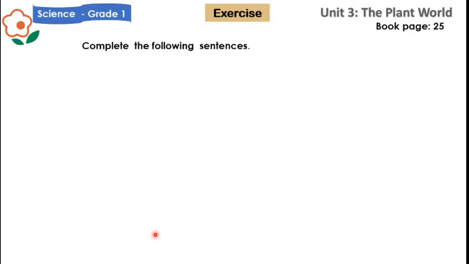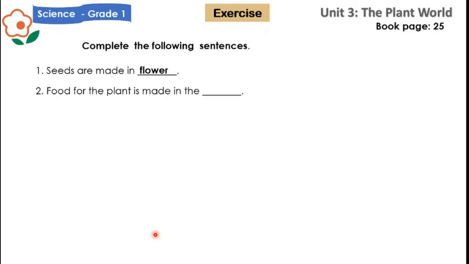Complete the following sentences on your book page number 25. Number 1 is, seeds are made in dash. So where are seeds made? They are made in flower. Number 2 is, food for the plant is made in the dash. So where is food made? Food is made in leaves because leaves are the food factory of a plant. So seeds are made in flower and food is made in leaves.